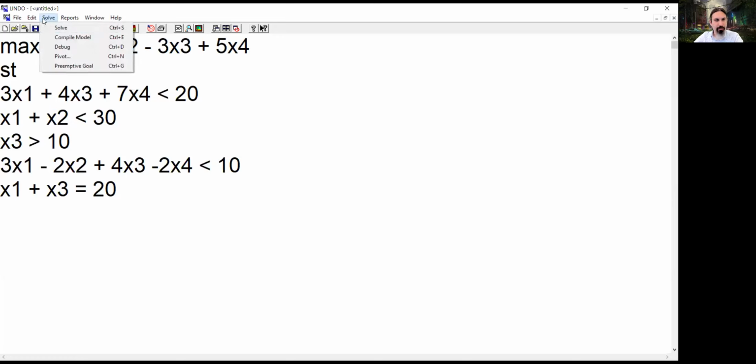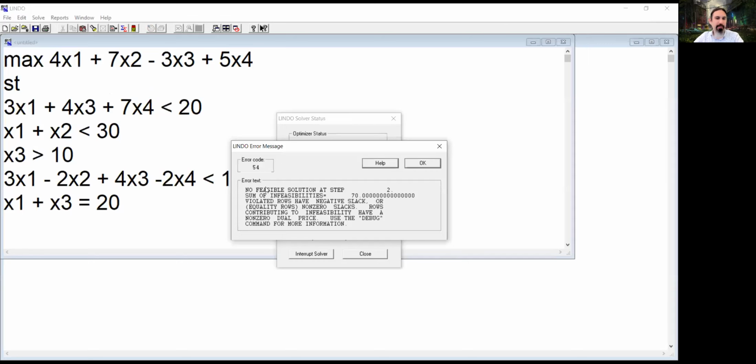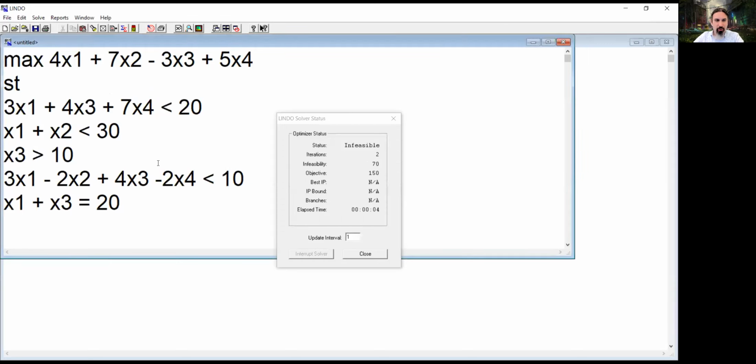Deneyelim bakalım ne olacak. Let's see what happens. Now we can just click solve and solve here. So it will just solve. So no feasible. It's infeasibility. It's an infeasible model. So we cannot find x values that satisfy all our constraints.